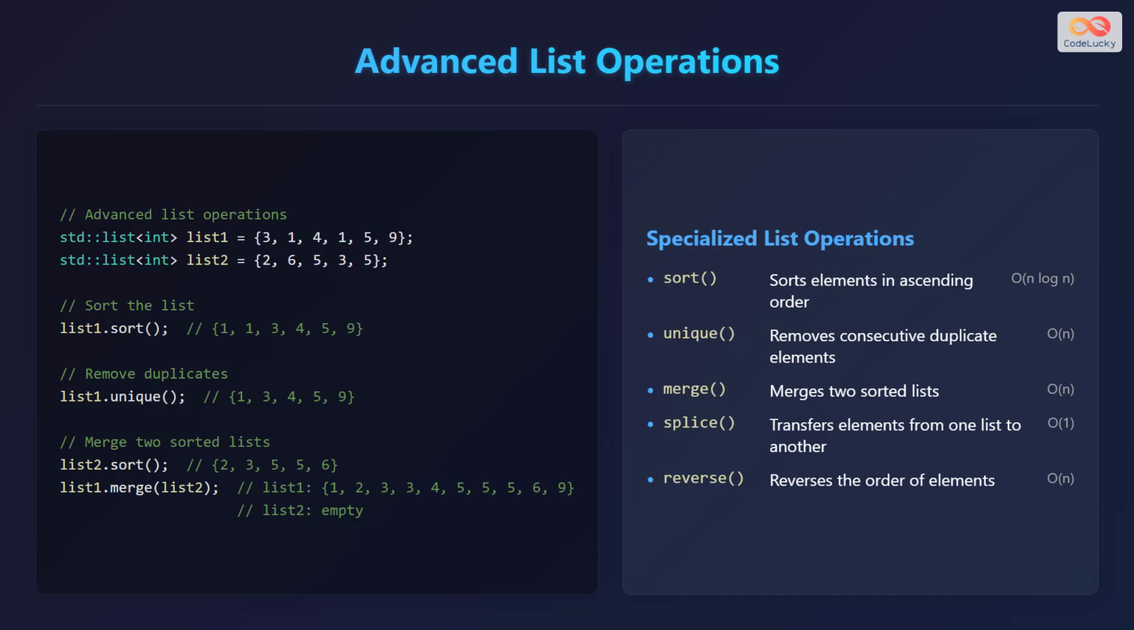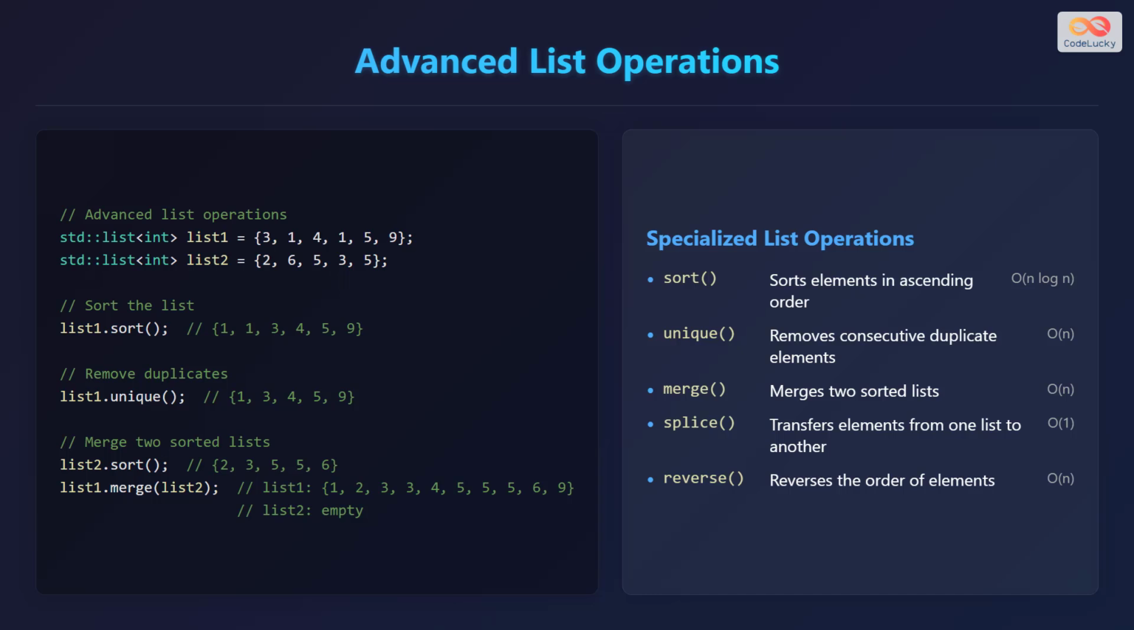We can merge 2 sorted lists. First, we sort list2 using the sort function, list2.sort, which results in the list containing 2, 3, 5, 5, and 6. Then we merge list2 into list1 using the merge function, list1.merge(list2). After this operation, list1 contains 1, 2, 3, 3, 4, 5, 5, 5, 6, and 9 while list2 is empty.